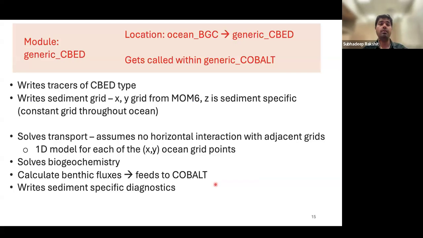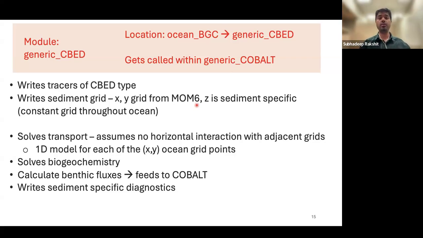To do that, we created a new module within the GFDL modeling system, which lies within the ocean biogeochemistry portion. Previously there was only generic COBALT, and now we have a new module called generic SeaBed, which gets called within the COBALT call when you run the model.